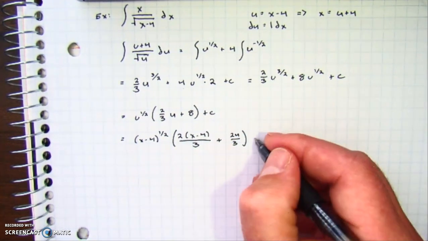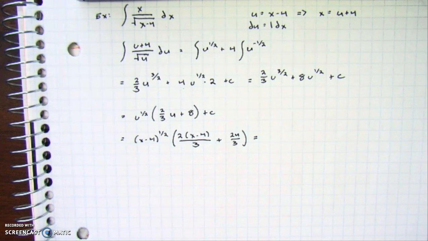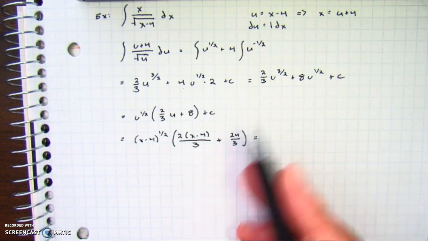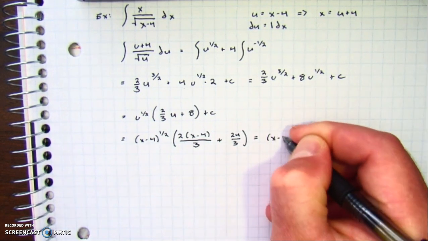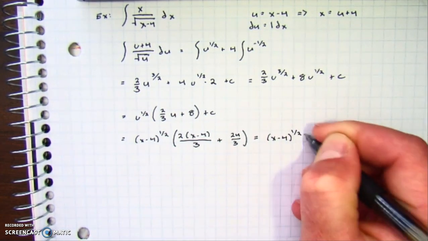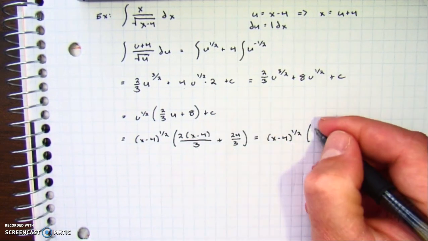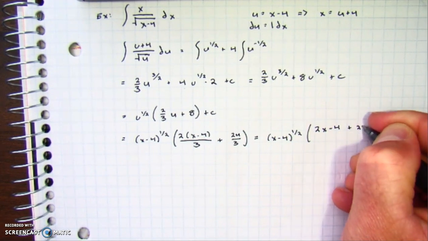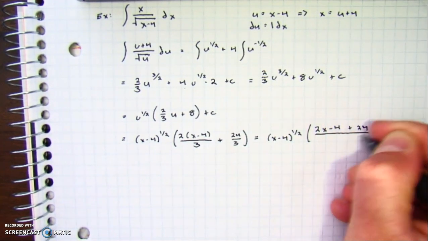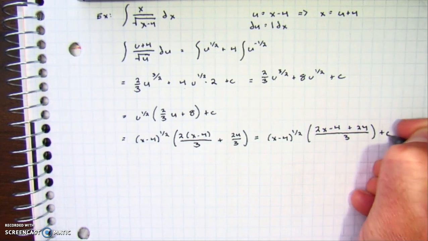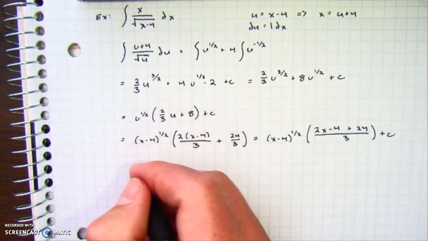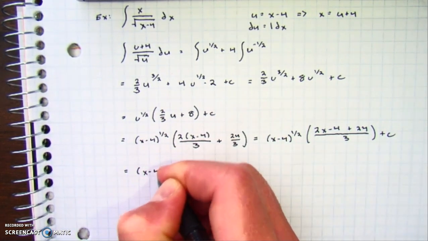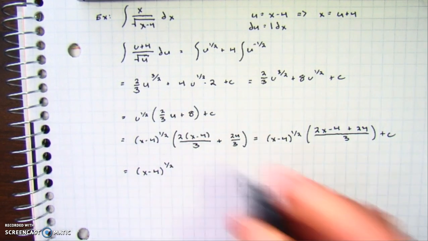All right, so again, have no fear, even though it looks kind of bad. Diving in here, the front stays the same. So I've got 2x minus 4 plus 24, all over 3 plus c. Okay, so here we go. The front stays the same, x minus 4 to the 1/2.